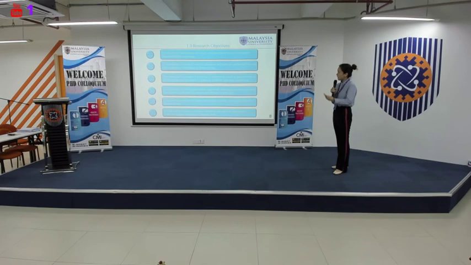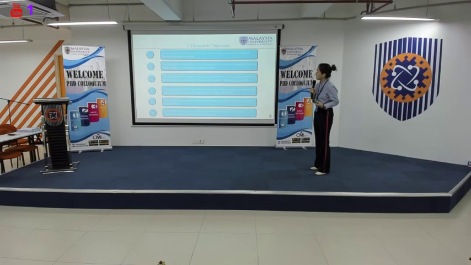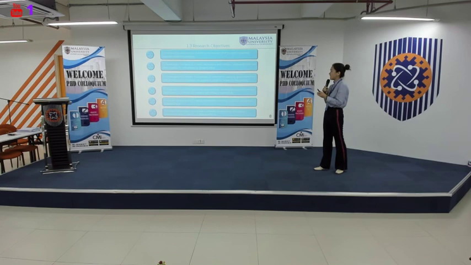And here are the research objectives. There are six items here. The first one, to identify the relationship of intrinsic motivation and extrinsic motivation towards student creativity. Secondly, to investigate the level of intrinsic motivation and extrinsic motivation that has been applied in universities in Shaanxi, China.